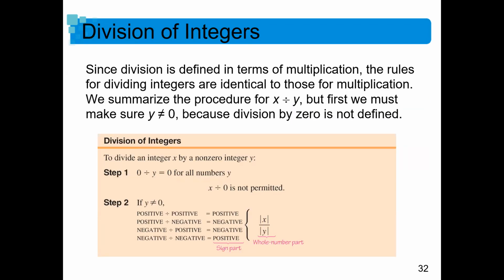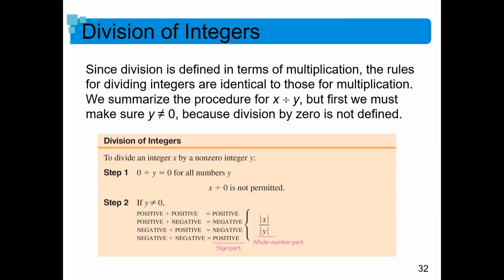Since division is defined in terms of multiplication, the rules for dividing integers are identical to those for multiplication. We summarize the procedure for x divided by y, but first, we must make sure y is not equal to 0 because division by 0 is not defined. So if you divide a positive integer with a positive integer, the answer is a positive integer. And the whole number part is a division between the absolute values of the two numbers involved.